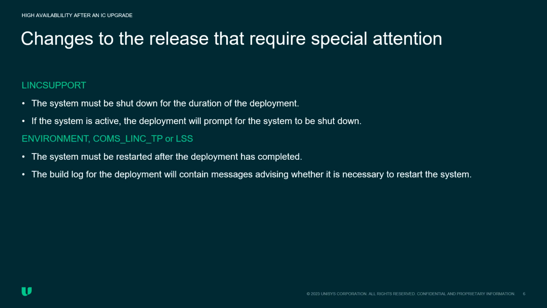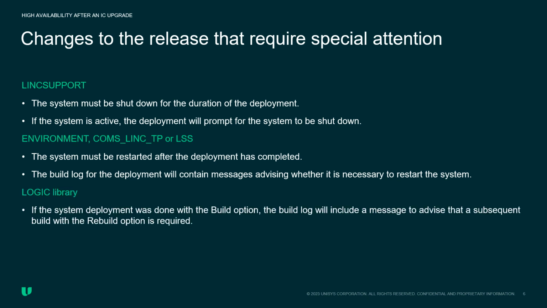To activate changes to environment, comms link TP, or LSS, you must restart the system after the deployment has completed. The build log for the deployment will contain messages advising whether it is necessary to restart the system. If checking the build log for messages is a concern for you, always restart the system after a deployment where the system was active for the duration.